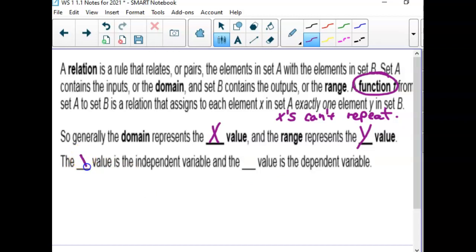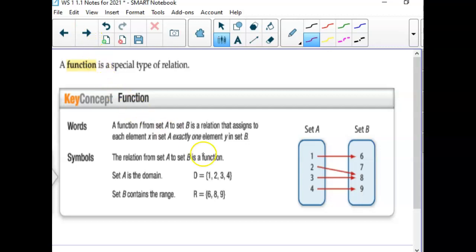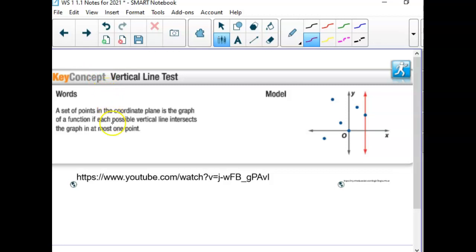The X is the independent variable and the Y is the dependent variable. The outcome depends on the input. So we say this is the outcome or the output. A function, again, is a relationship that assigns each element in A to exactly one element in B. So 2 to 8 and 3 to 8 are okay. This works because none of these were assigned to more than one. It would pass the test.